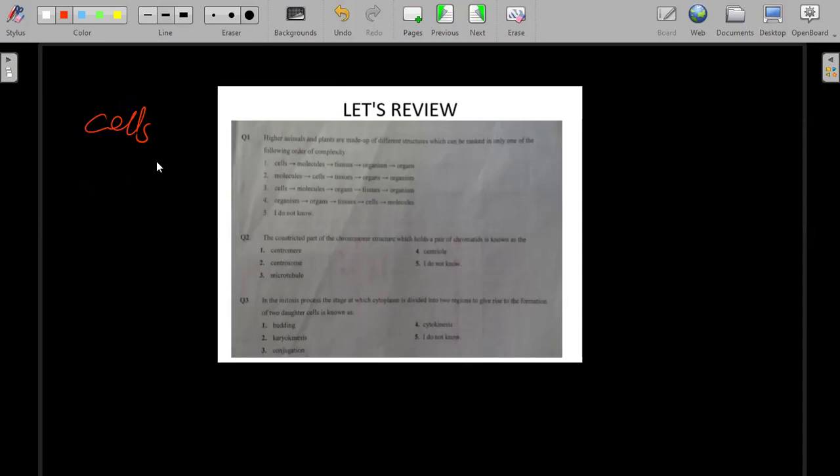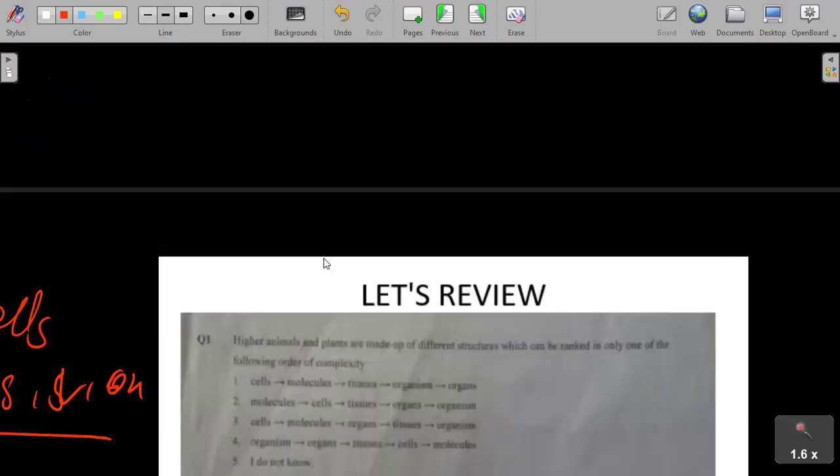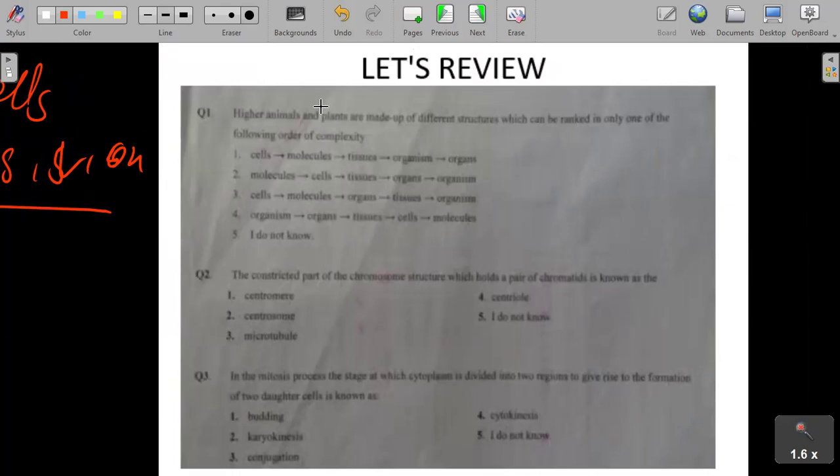Now let's do a little bit of revision on the things we've done so far. We have a question there. Let me just zoom it a bit. The question says: higher animals and plants are made up of different structures, which can be ranked in only one of the following orders of complexity. So what is the correct order?